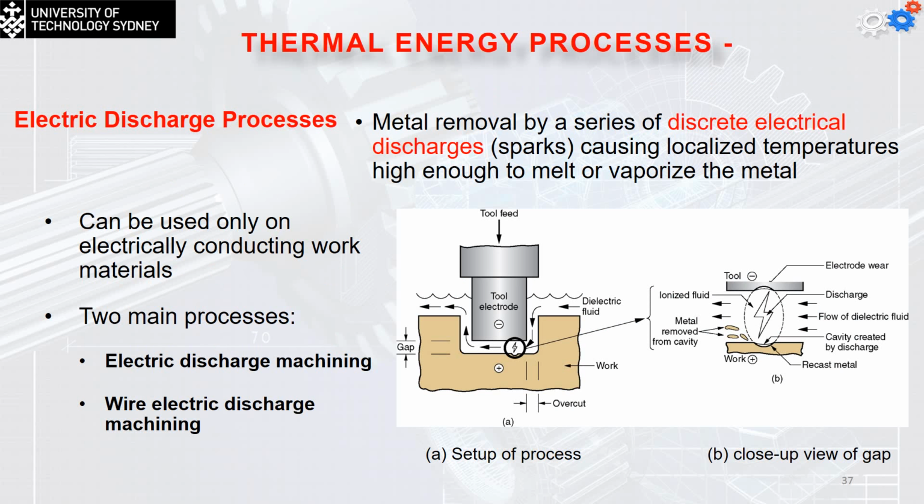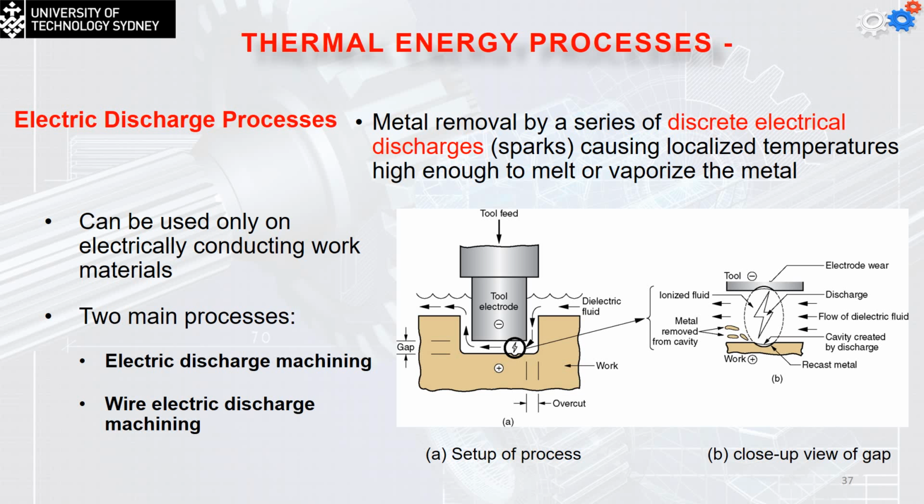So the first type is the electrical discharge processes. Once again, it's similar to the chemical one, but we're not going to attack the material and take it out. Simply, we're going to use the spark, as you can see here, and it's going to etch the surface at a very high rate. Then we're going to have the material removed. Once again, we have to use the fluid to take out all the material which has been removed from the cavity. So material is removed by a series of discrete electrical discharges, which are the sparks, causing a localized temperature high enough to melt or vaporize the metals.